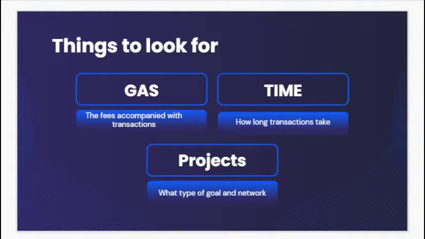Time is how long each transaction will take, depending on what network you're on. And for the projects, what type of goal the projects are striving for, and what network they're going to be on. All these are very important when deciding on what your base token is going to be, whether it's the Ethereum network, or the Avalanche network, or the Binance network.